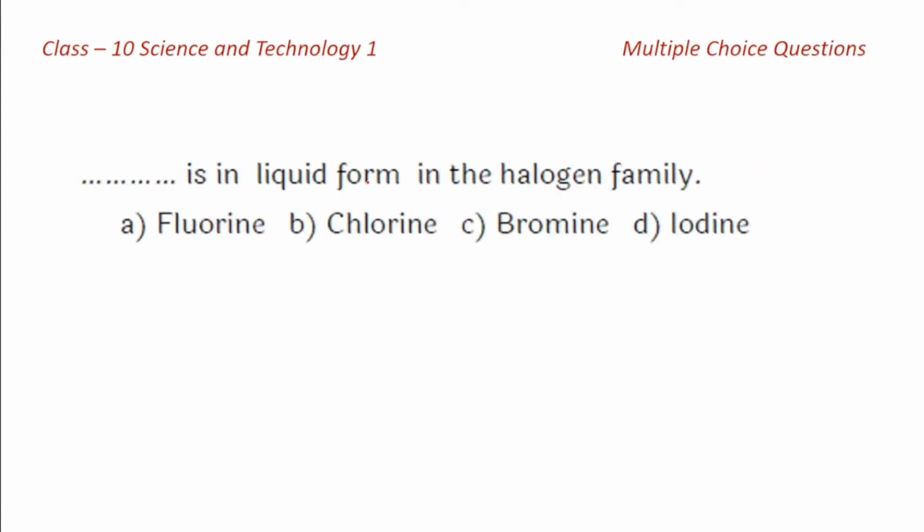Dot dot is in liquid form in the halogen family. Fluorine, chlorine, bromine, or iodine. Answer is bromine. Bromine is in liquid form in the halogen family.